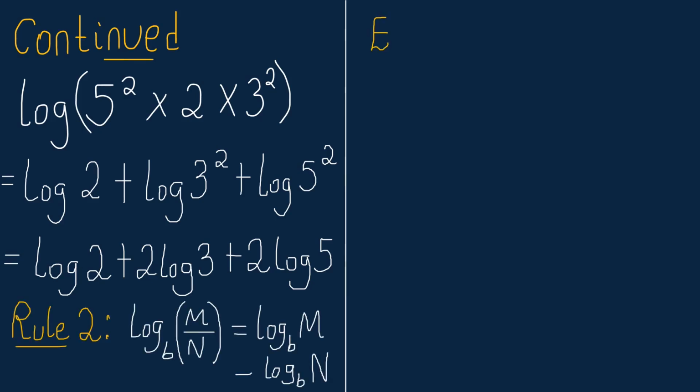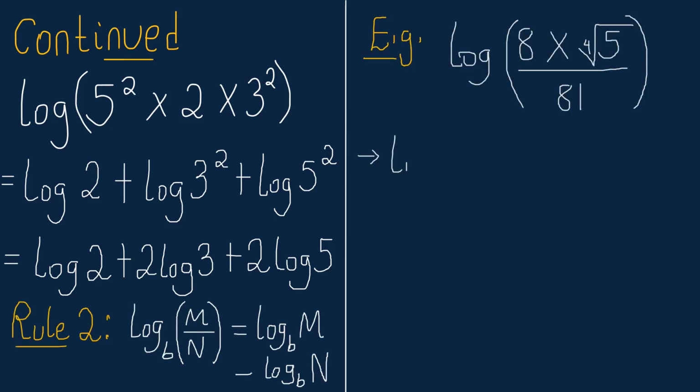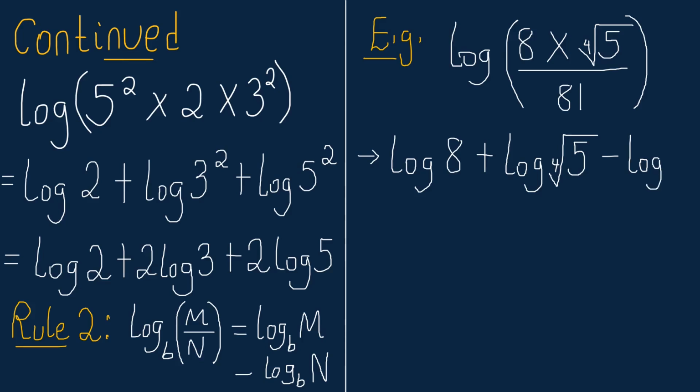The second law of logarithms is the quotient rule. The logarithm of a quotient is the difference of the logarithms. Consider simplifying the logarithmic function of 8 multiplied by the 4th root of 5 divided by 81.